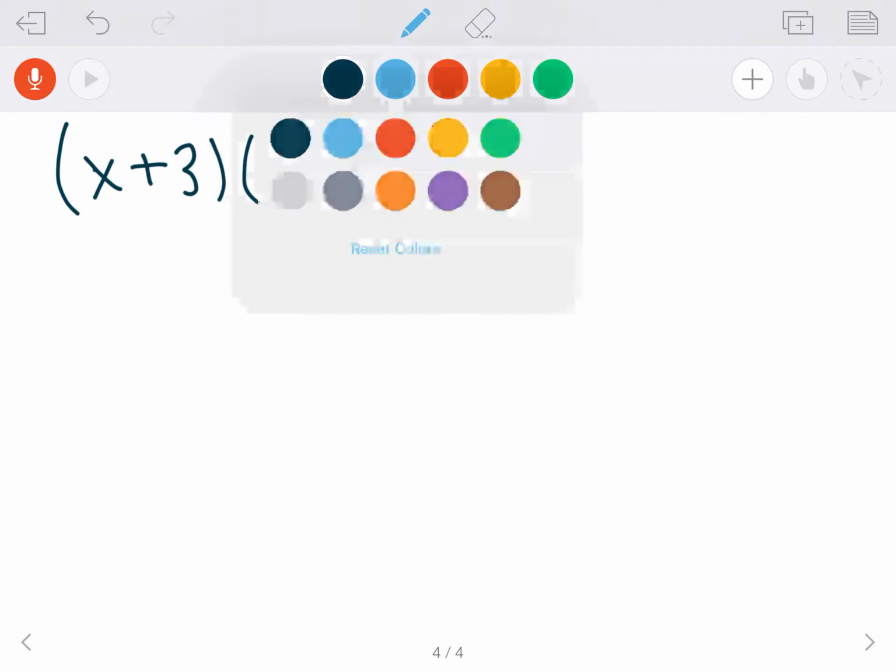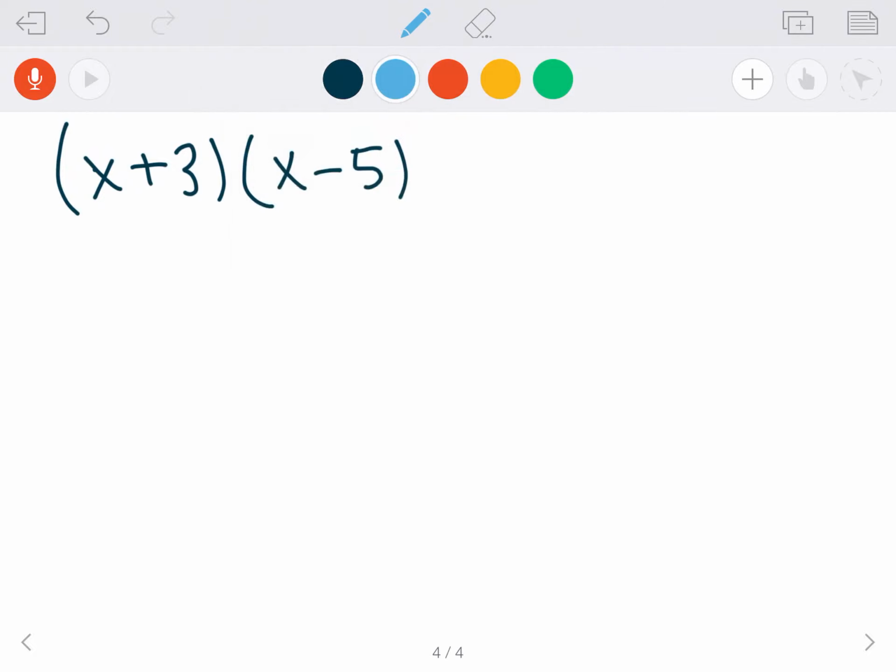Let's say we have the expression x plus 3 times the quantity x minus 5. So remember, both of these expressions have two terms inside of parentheses. They each have two terms, so those are called binomials. Now, using our FOIL method, we know that F comes first. Let me write this out here just to help us.